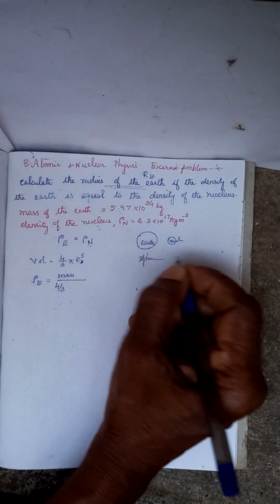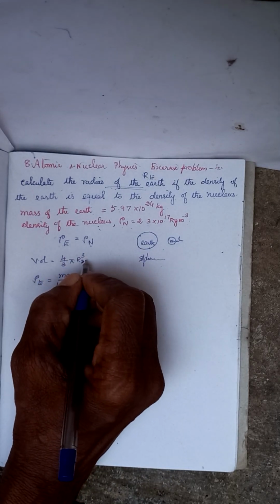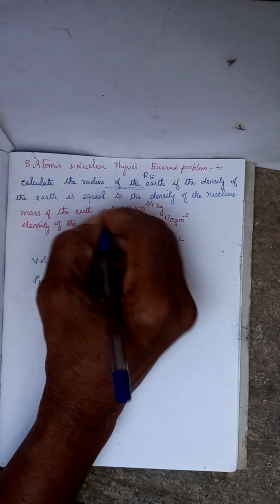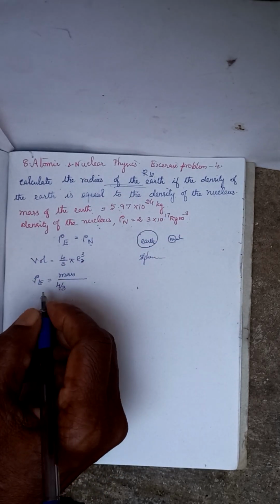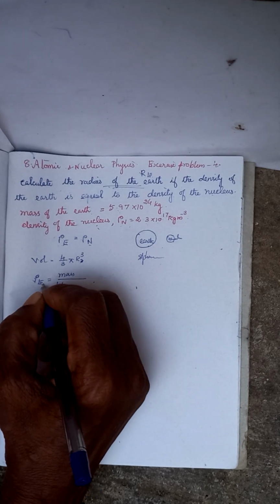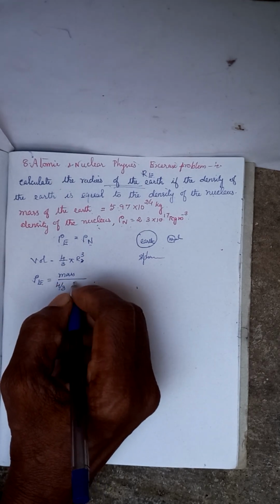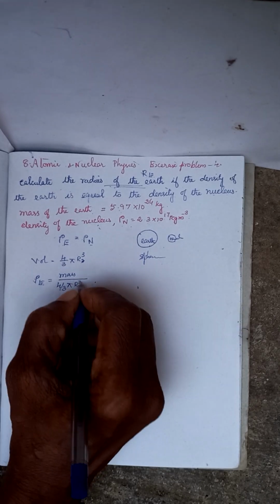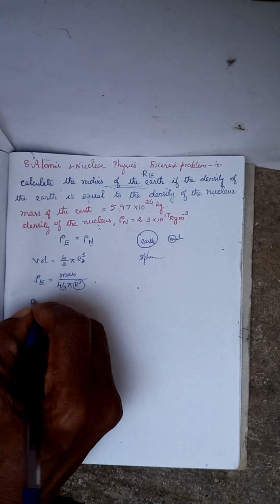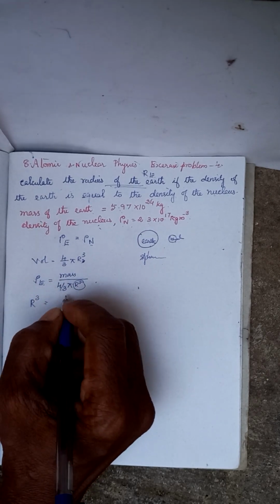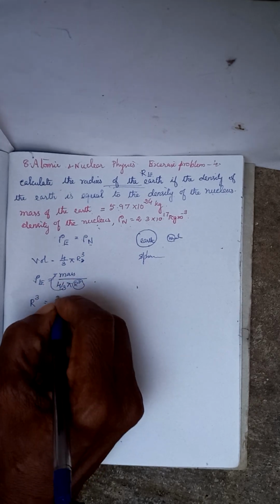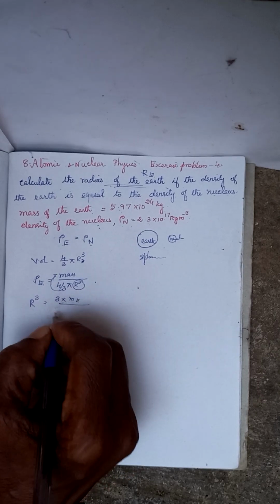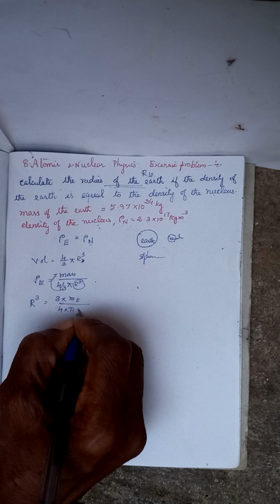Spherical shape. So, volume is equal to 4 by 3 pi r cube. Mass of Earth is given, that is 5.97 into 10 raised to 24. Rho E is equal to mass by volume, volume 4 by 3 pi r cube. So we are going to calculate r cube only. That is r cube is equal to, 3 goes to numerator, 3 into mass of Earth by 4 into pi into rho E.